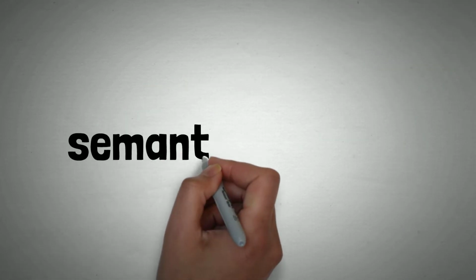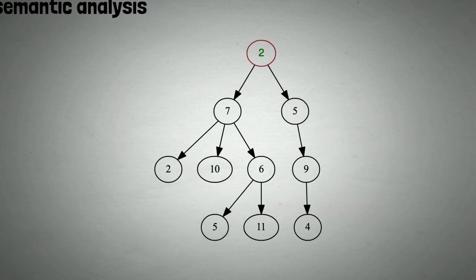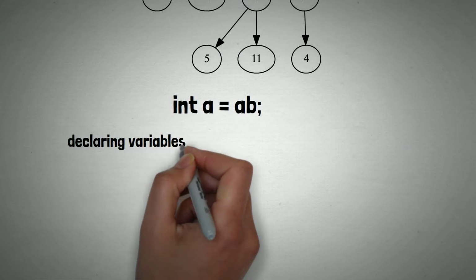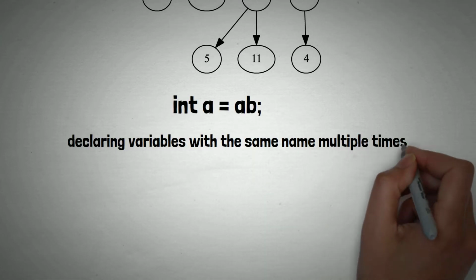Phase 3 is the semantic analysis, and in this phase, the compiler uses the abstract syntax tree to detect any semantic errors. For example, assigning the wrong type to a variable, declaring variables with the same name multiple times, using an undeclared variable, using a language's keyword as a variable.